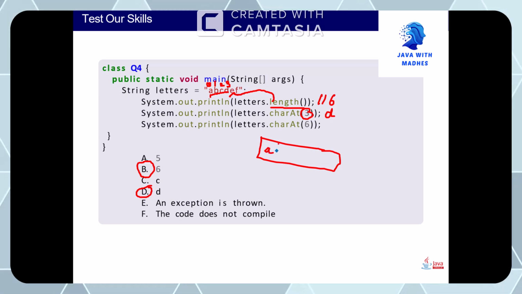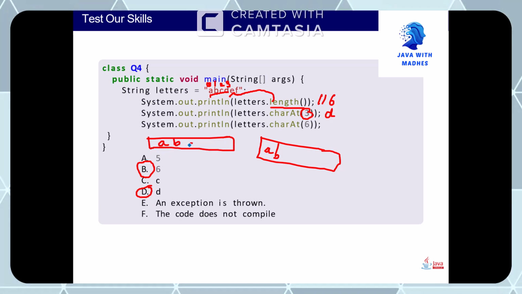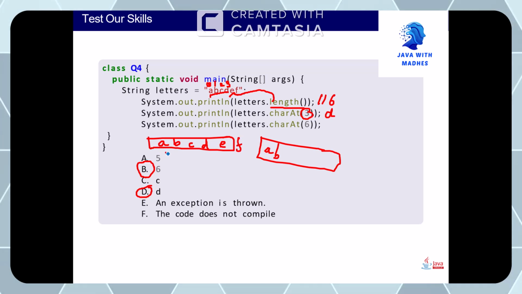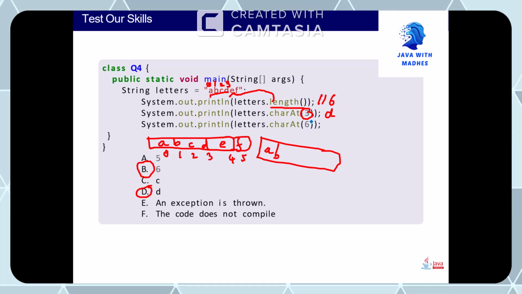A, B, I will draw here. A, B, C, D, E, F, right? So index positions 0, 1, 2, 3, 4, 5, right? Here we are trying to access the character at the 6th index, which is not available.